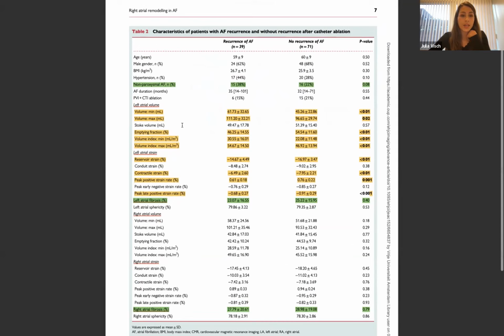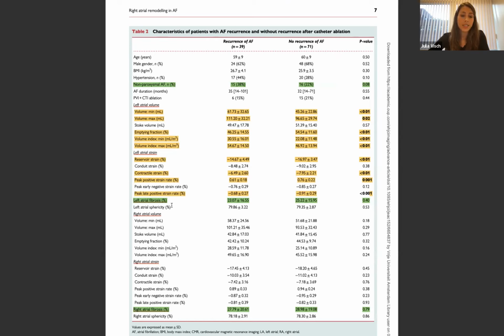The interesting thing here is we see that the left atrial volume and left atrial strain measures were significantly different between those groups, whereas this was not the case for the right atrial volume and right atrial strain measures. There was a trend towards significance regarding the percentage of patients with persistent AF. So there was a higher percentage of patients with persistent AF in the recurrence group. But again, this was not significant.